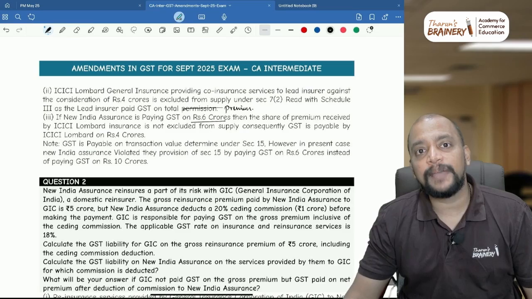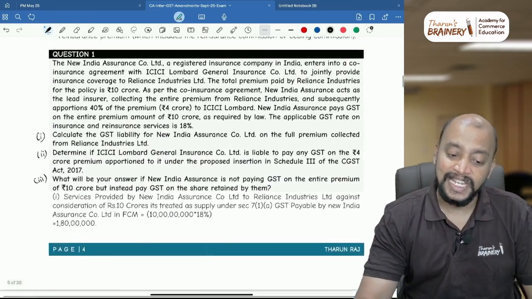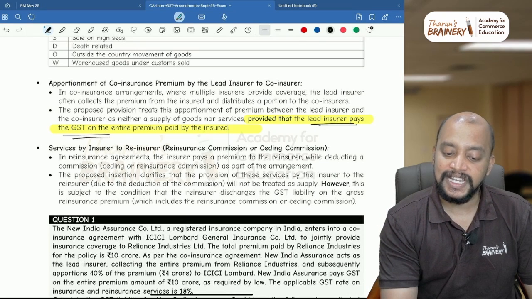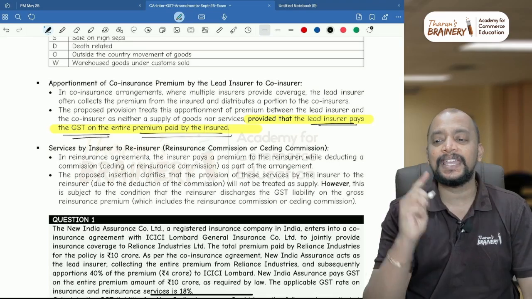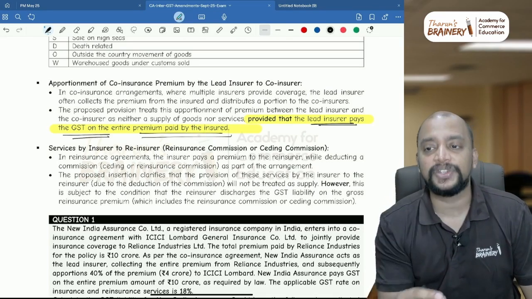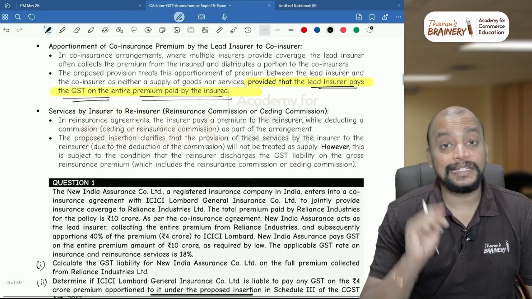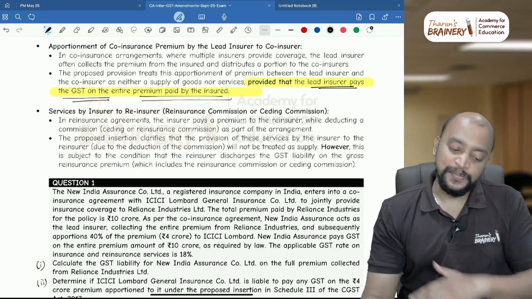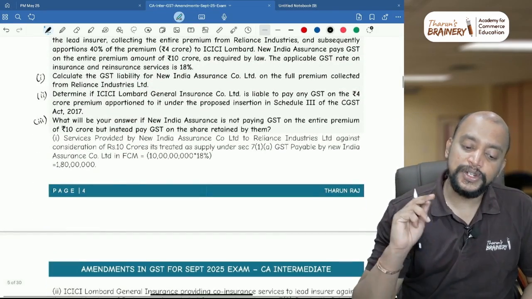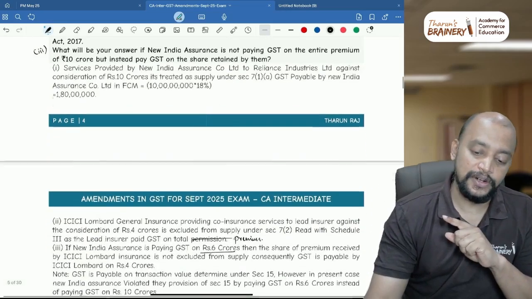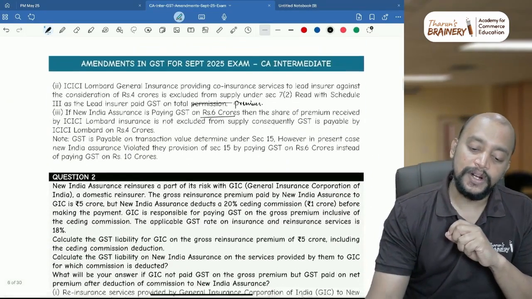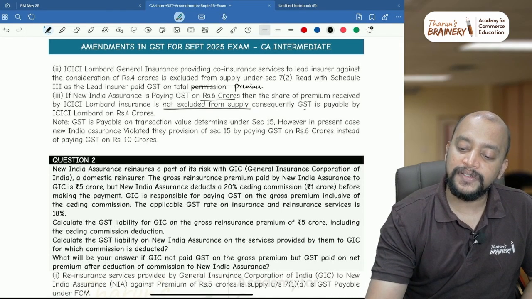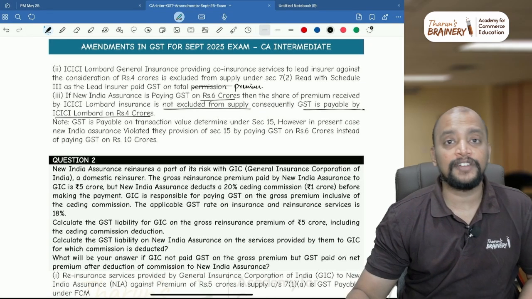But practically what happens here is that the provision says, provided that the lead insurer pays the GST on the entire premium paid by the insured. That point is clearly mentioned. So this condition is clearly given in the law. Therefore, as they have kept this proviso, if the lead insurer is not paying GST on the entire 10 crores, then what will happen? ICICI Lombard Insurance is not excluded from supply. Consequently, GST is payable by ICICI Lombard on 4 crores.